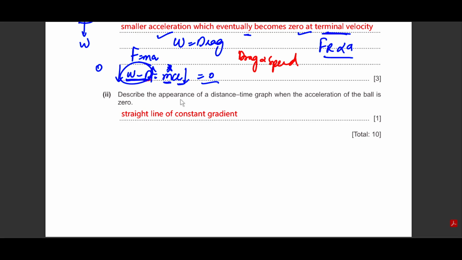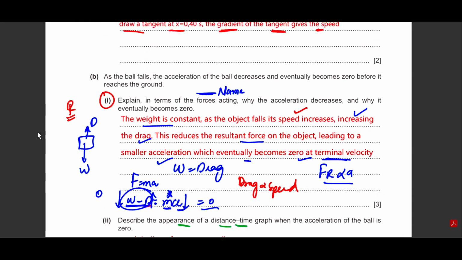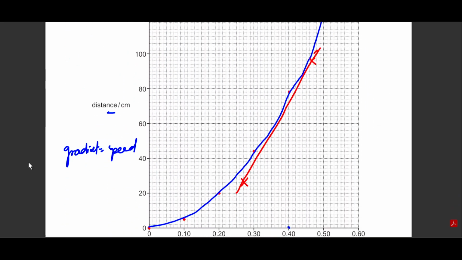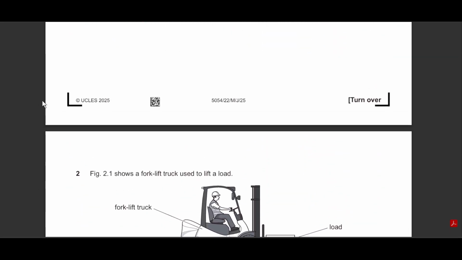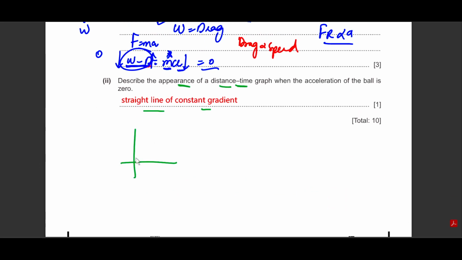Next question, he says, describe the appearance of a distance time graph when the acceleration of the ball is zero. So it's going to be a straight line of constant gradient for a distance time graph. We can see that, not here, but it's going to look something like this. The graph is going to look something like this, straight line. When the gradient is 0, the speed will also be 0.